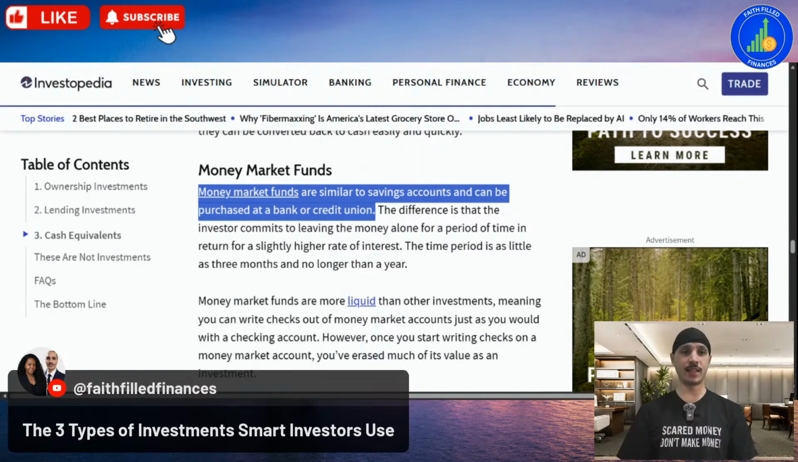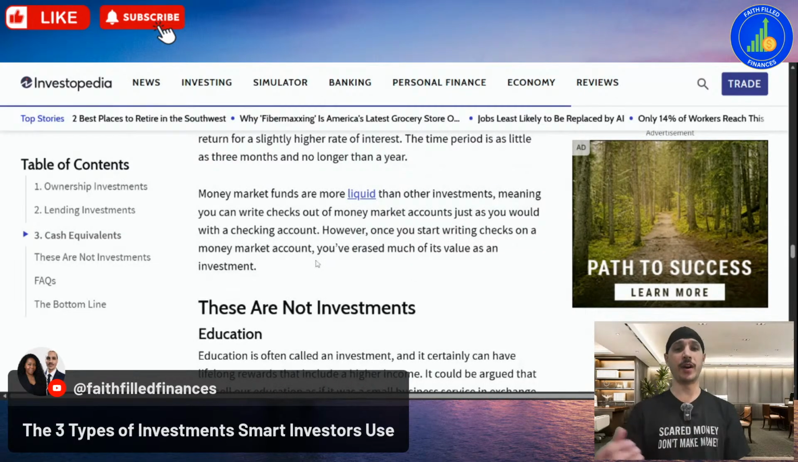The difference is that the investor commits to leaving the money alone for a period of time in return for a slightly higher rate of interest. The time period is as little as 3 months and no longer than a year. Money market funds are more liquid than other investments, meaning you can write checks out of money market accounts just as you would within a checking account.